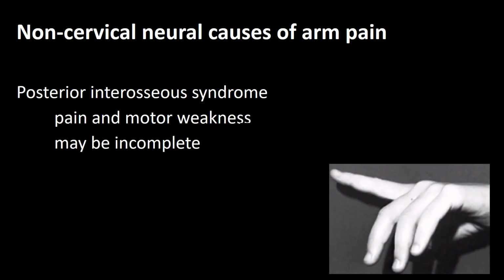The posterior interosseous syndrome may result in pain and weakness with inability to extend the digits. It may be incomplete, as demonstrated in this picture.